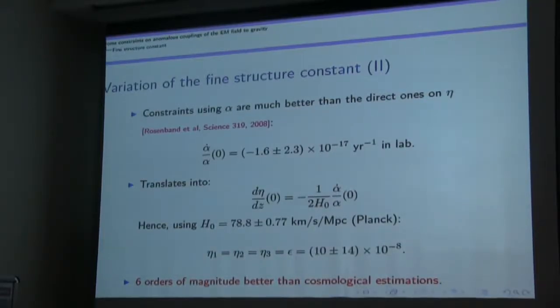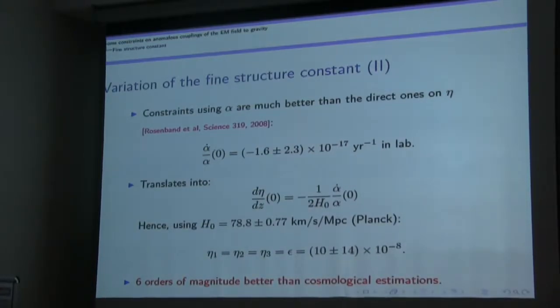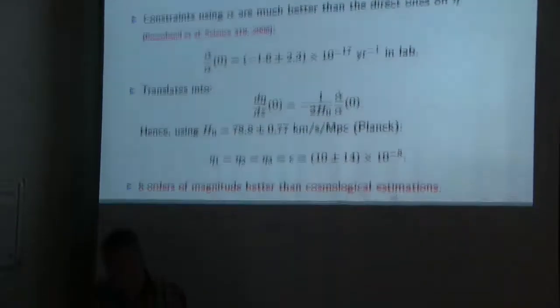It doesn't change the argument, because essentially what you find is that the derivative of eta at redshift 0, remember these parameters, is now of order 10 to the minus 7, 10 to the minus 8. So any theory of gravity that couples conformally to the electrodynamics would have to satisfy that the distance duality relation cannot be violated by more than 10 to the minus 8. This is 5 to 6 orders of magnitude better than the 10 to the minus 2 that we had using simply standard candles and standard rulers. All right? So the theory is actually much more constrained observationally by variation of alpha than by cosmological tests.